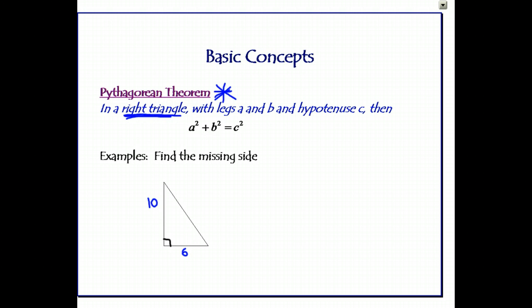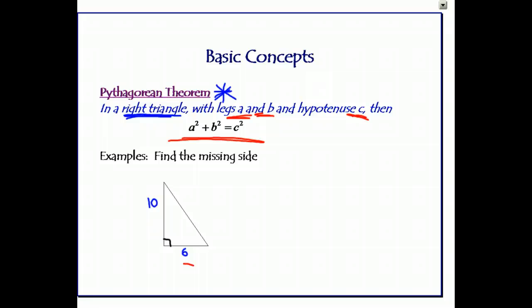So not for every triangle, but in a right triangle, if you've got your legs A and B, and your hypotenuse C, then you know A squared plus B squared equals C squared. And again, this goes back over 2,000 years, so it's kind of a neat theorem and useful if given two sides of a triangle.